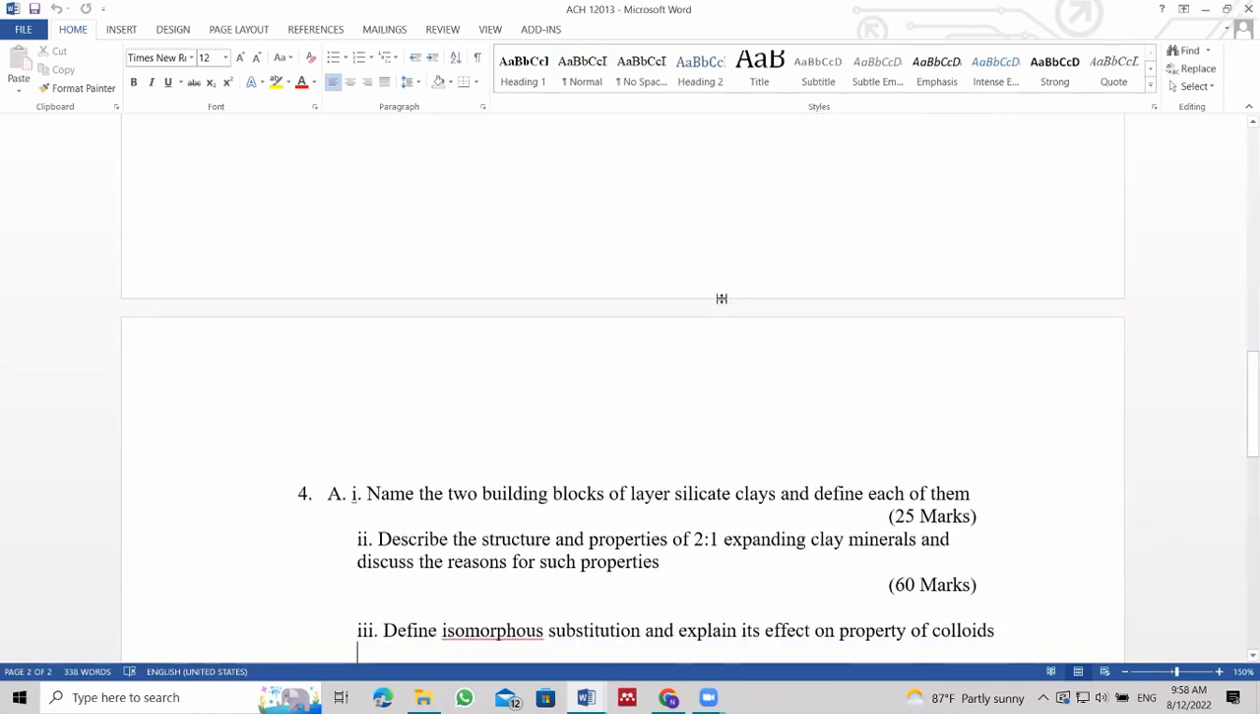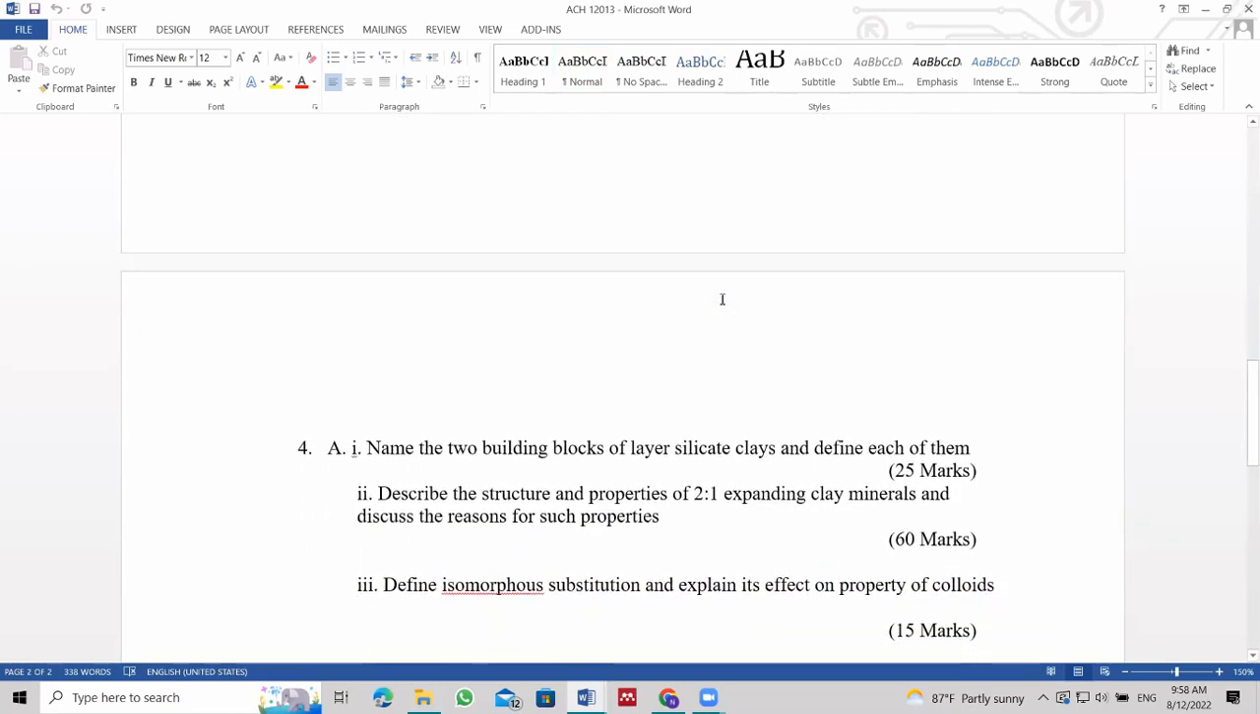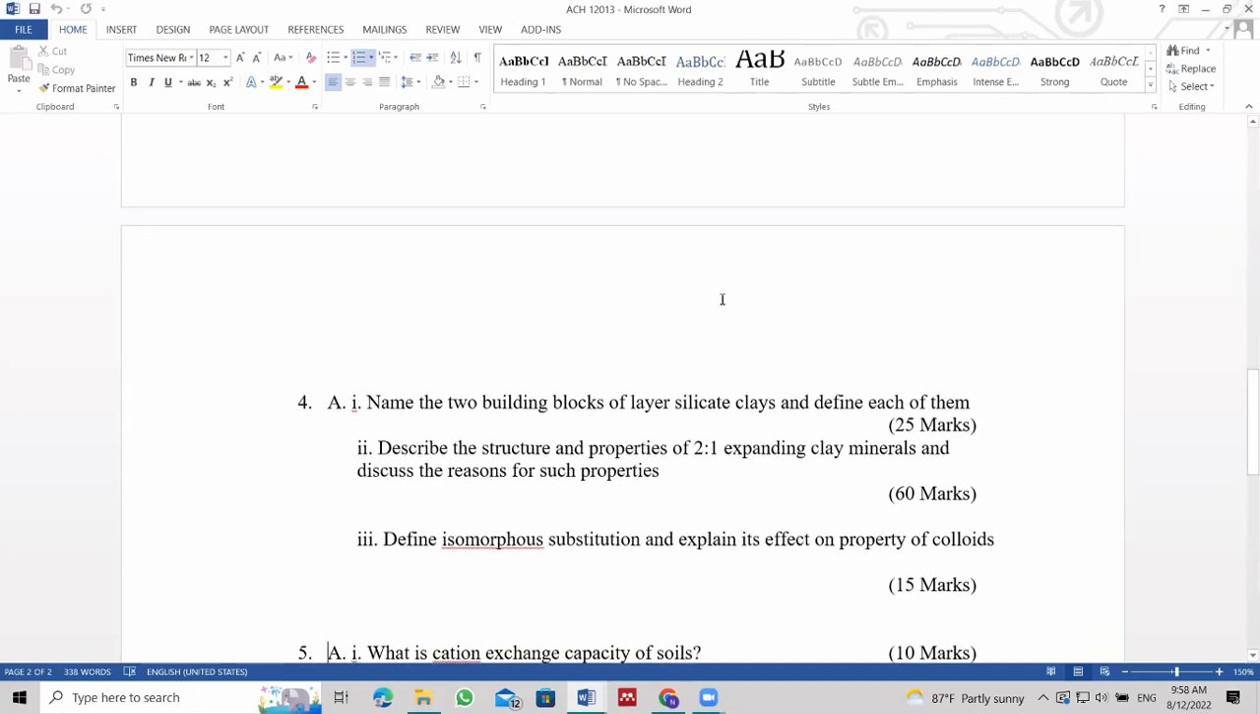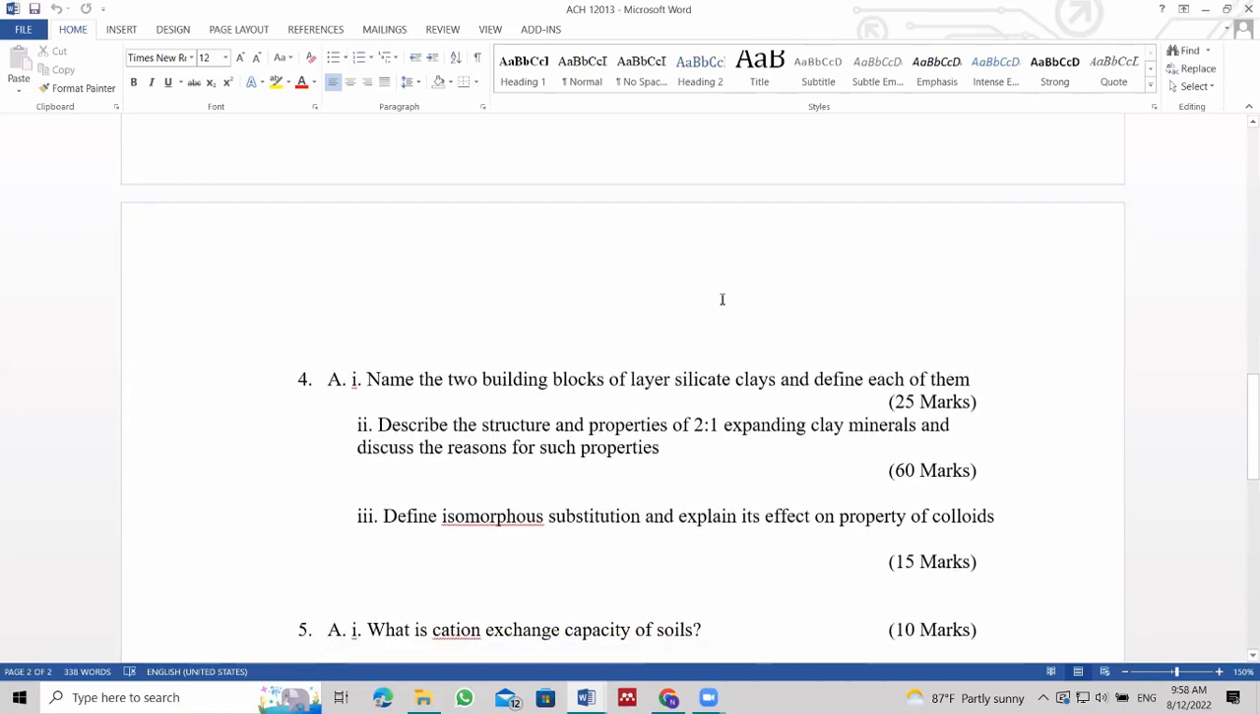Name 2 building blocks of layer silicate clays and define each of them. What are the building blocks of layer silicate clays? Silica tetrahedral and aluminum octahedral. Okay, so then you just name them and define them, then you will get 25 marks. Then describe the structure and properties of 2:1 expanding clay and discuss the reasons for such properties.